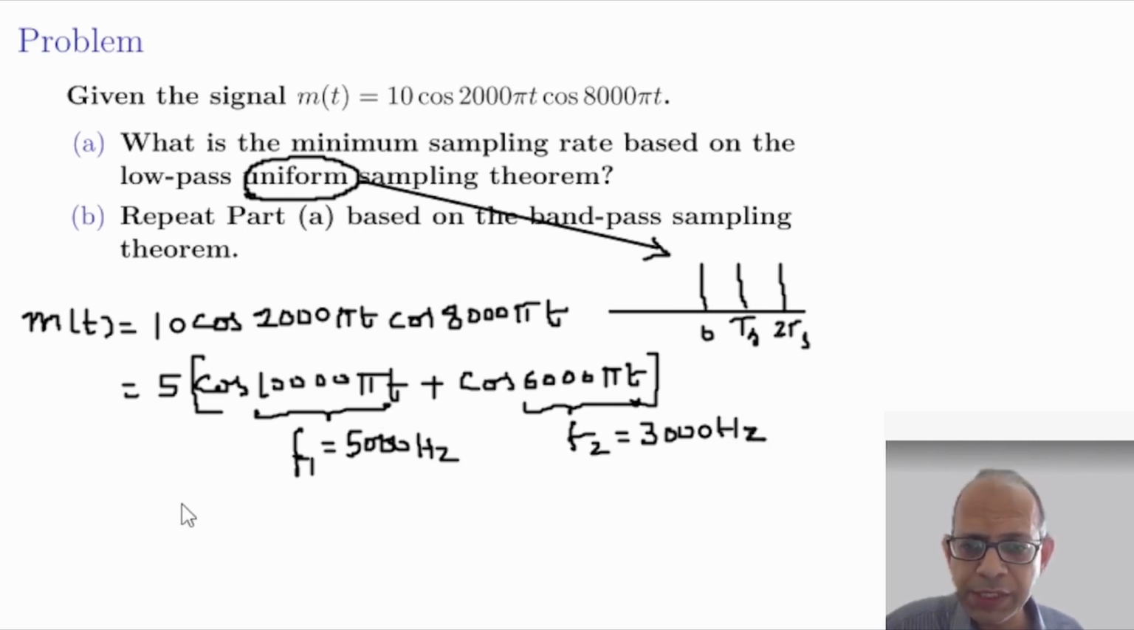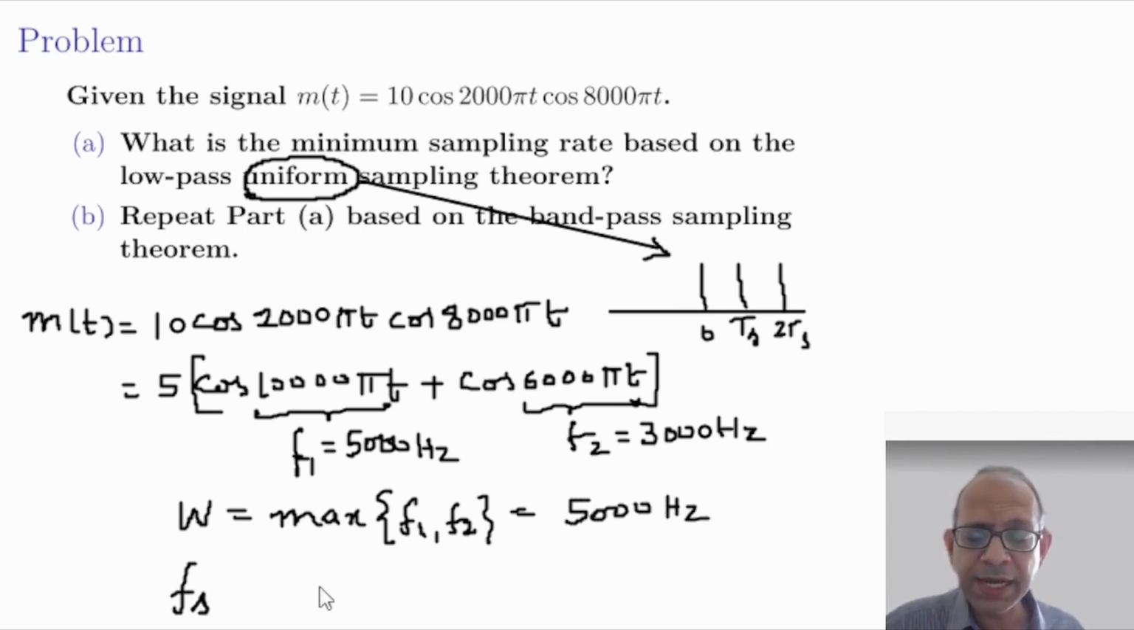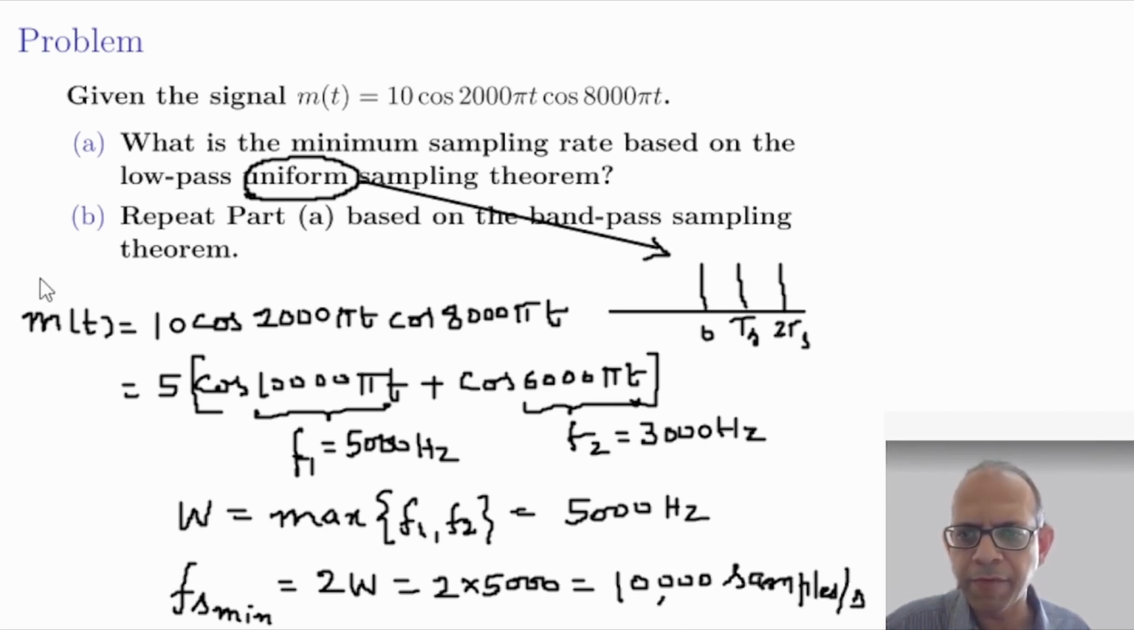What is W? The maximum frequency. It is the maximum of f1, f2, which is the maximum of 5000 and 3000, which is 5000 hertz. As per the low-pass sampling theorem, the sampling rate must exceed 2 times W, and therefore the minimum sampling rate required, Fs min, is equal to 2W, which is 2 into 5000, equal to 10,000 hertz or samples per second. So this is part A of the problem.